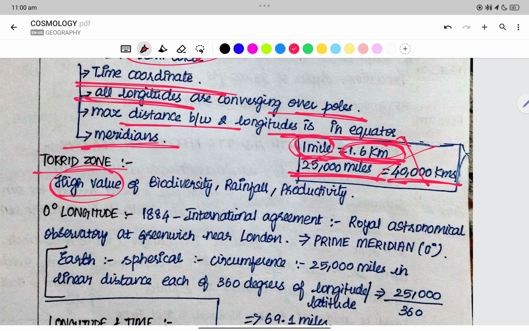Torrid zone has a high value of biodiversity, rainfall, and productivity. When there is high biodiversity, rainfall, and productivity, it is called the torrid zone.